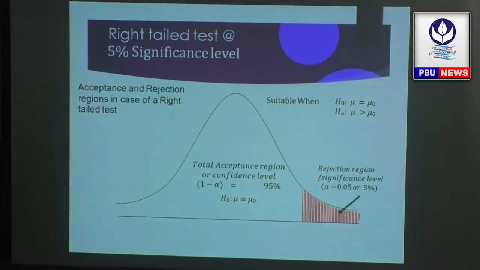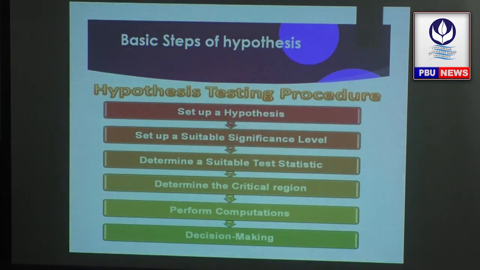This is the right tail test. Here the level of confidence is 95%, that means the alpha value equals 5%. Here alpha equals 0.05, and this whole portion on the left-hand side, up to the beginning of the red portion, is called the confidence level. This tail is the right side tail test.